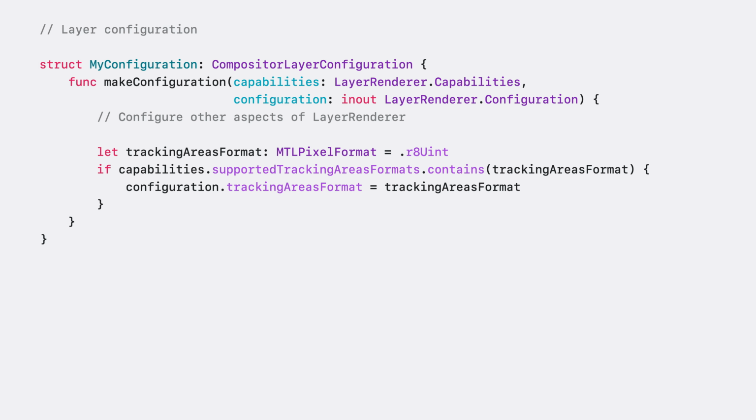In code, I need to configure my layer renderer to use hover effects. I set the tracking area's texture to use an 8-bit pixel format. It supports up to 255 concurrent interactive objects. I make sure my layer capabilities support the format, and I set it in the configuration.